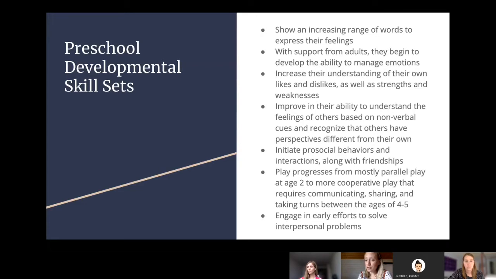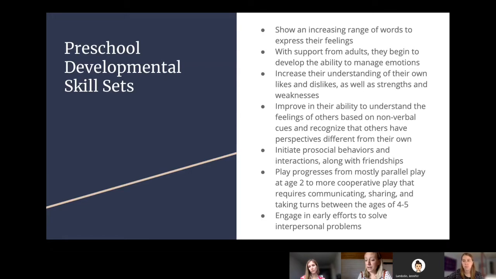Throughout the preschool years, children are gradually increasing the range of words that they can use to express their feelings. Between 4 and 5, preschoolers are continuing to work on managing their emotions, but still often require support from adults. Preschoolers also start to grow in their understanding of their own likes and dislikes, as well as their own strengths and weaknesses. Preschoolers also start to grow in their ability to recognize the feelings of others based on nonverbal cues or facial expressions, and they begin to show foundational understanding of the idea that others may have a perspective that is different from their own.